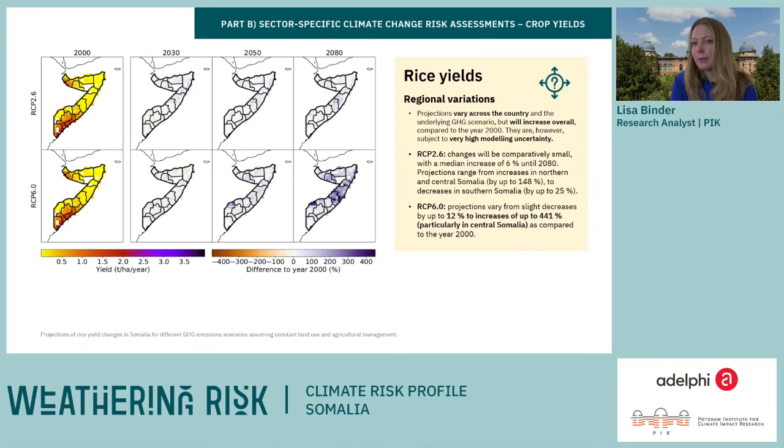though with extremely high regional variations, ranging from a decrease of up to 12% in the south to maximum increases in crop yields that may rise by over 400% until 2080 in central Somalia, as compared to the year 2000. But given these extremely high uncertainties shown on these plots, all crop yield projections displayed here must be evaluated very carefully when they are used for policy measures.